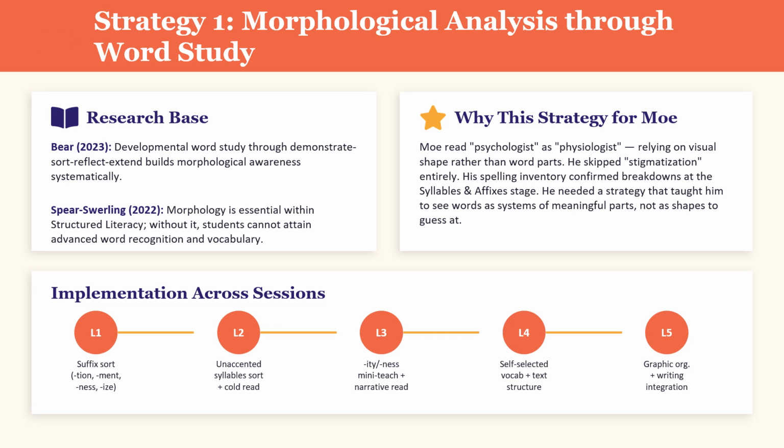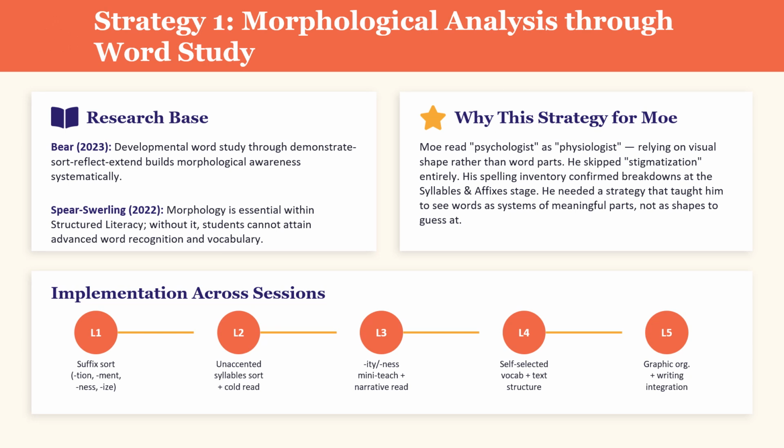In lesson 1, he sorted derivational suffixes at 94% accuracy, and afterward he was able to break down stigmatization into its base and suffix and define it in context, which he couldn't do before the sort.